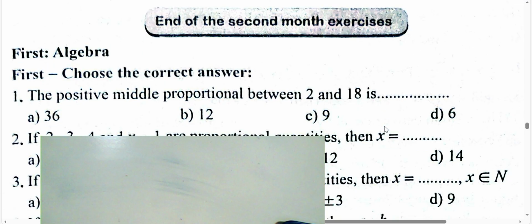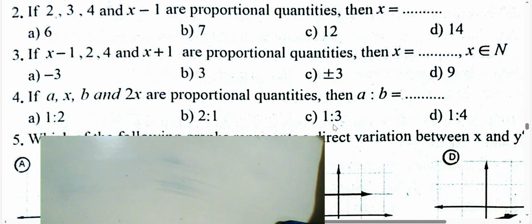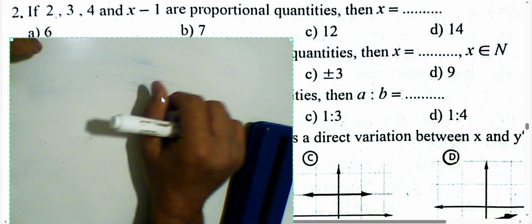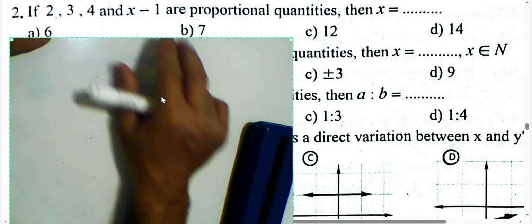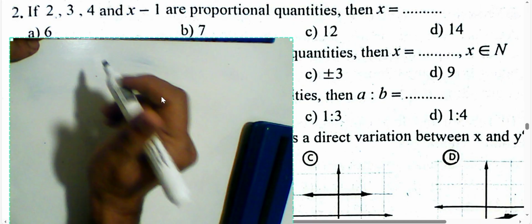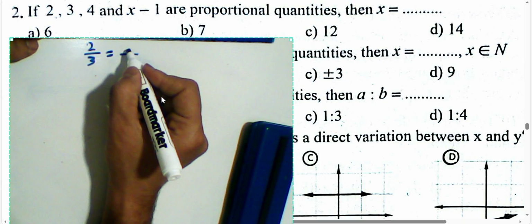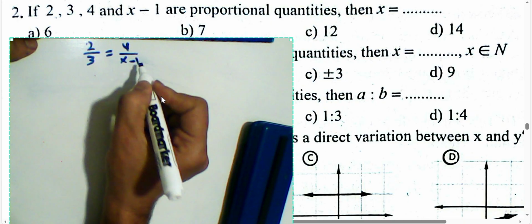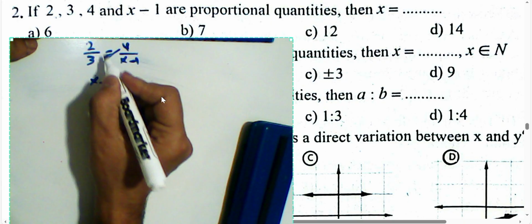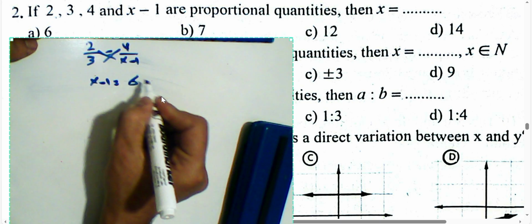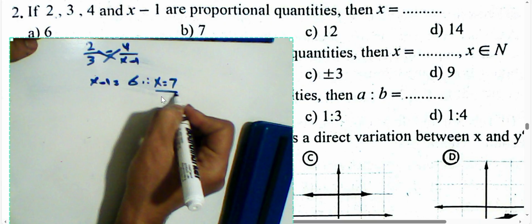Next question, number 2. If 2, 3, 4 and x minus 1 are proportional quantities, then x equals what? We have 2 over 3 equivalent to 4 over x minus 1. Then x minus 1 equals the product of extremes equals the product of means: 3 times 4 is 12, divided by 2 is 6. And the value of x equals 7.